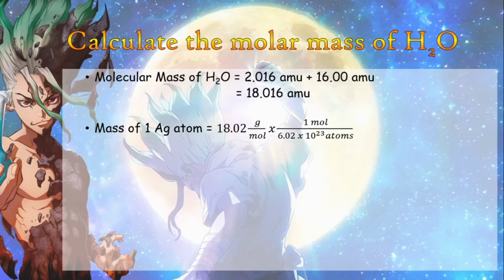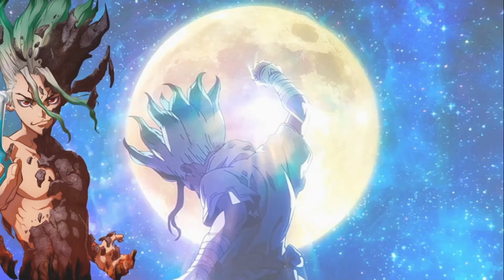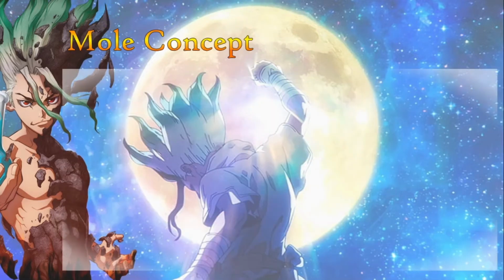Mass of 1 silver atom is equal to 18.02 grams per mole times 1 mole per 6.02 times 10 to the 23rd atoms. So, cross out the mole, then divide 18.02 by 6.02 times 10 to the 23rd, which would be 2.99 times 10 to the negative 23rd gram per molecule. Mole concept.